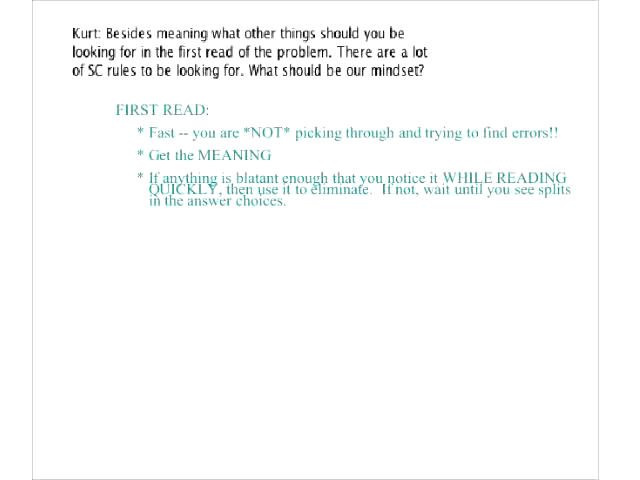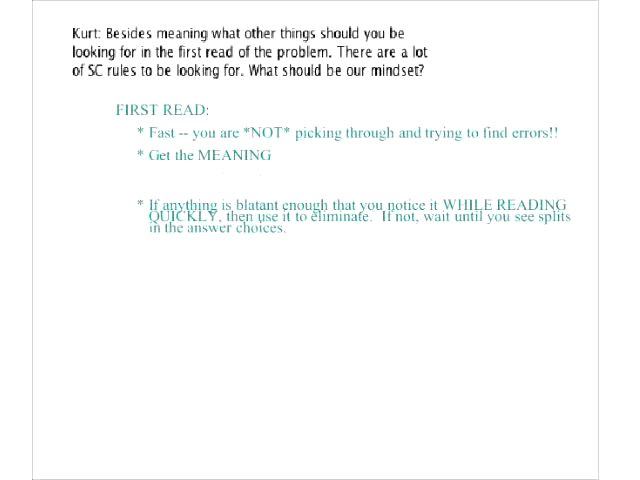So, J, it depends. Meaning is tied in with parallelism. When things are supposed to be parallel, that's part of the meaning. So that includes what should be parallel, because that's part of the meaning issue that you have to get as you read the sentence.